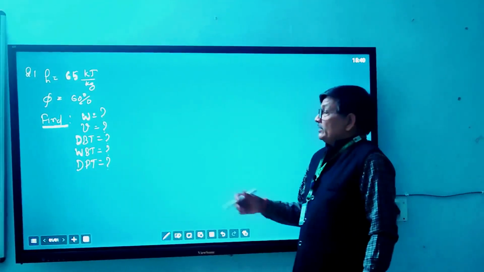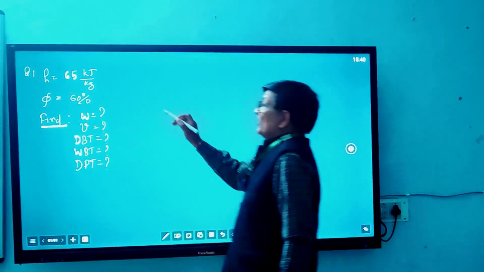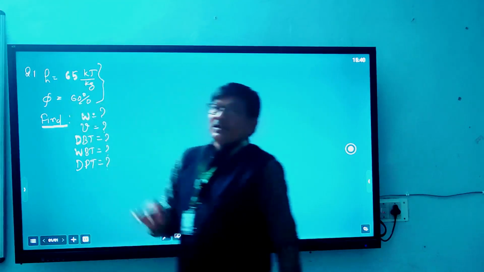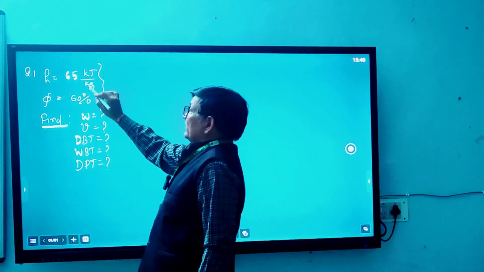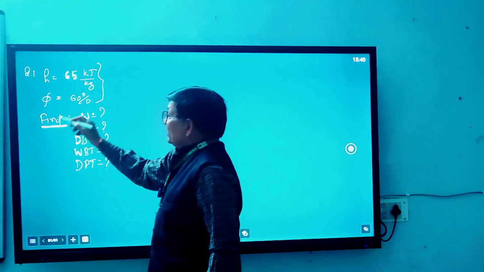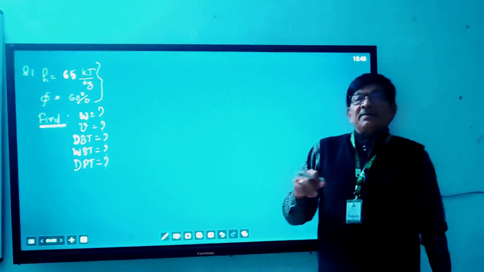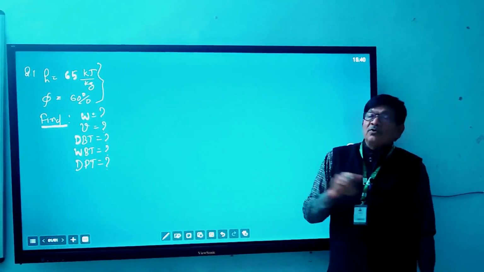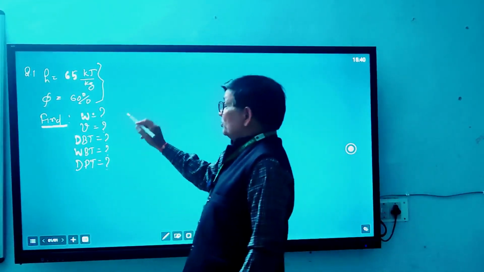To make you understand, to learn how to find out these values, we have given a problem. And the problem is that for a given condition of air, enthalpy is given as 65 kilojoule per kg, and relative humidity is given as 60%. All these values I have already defined and discussed in video lectures. So here we are going to find out how to interpret these values which are asked in the question.